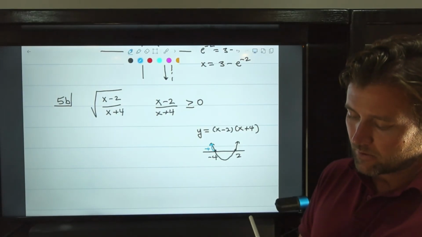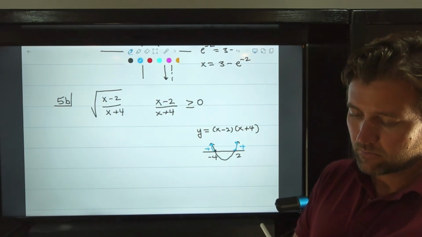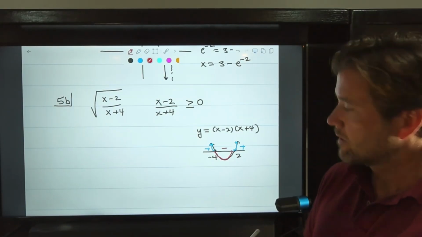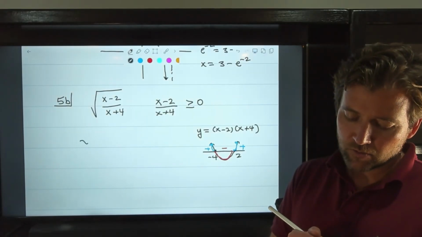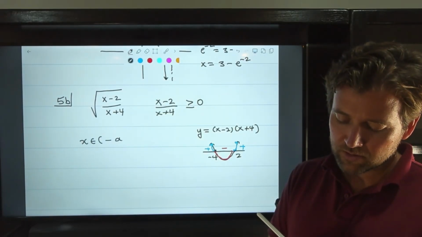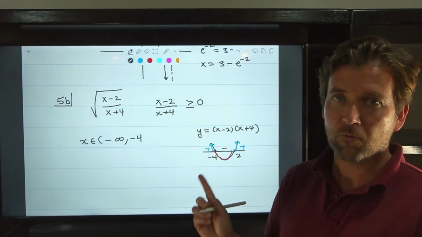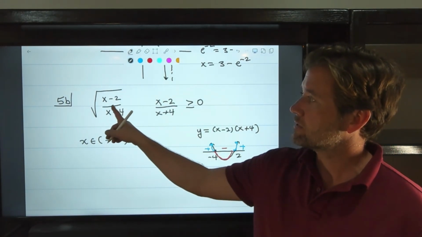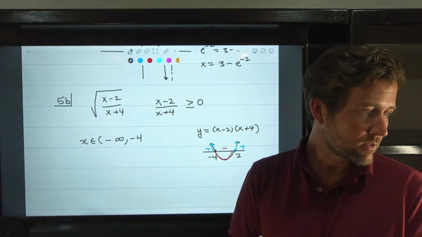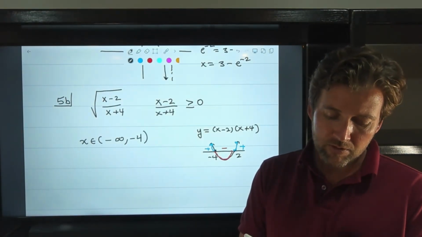And just like the last problem, the leading coefficient is positive, x squared here. So the graph is above the x-axis from -infinity to -4, union 2 to infinity. Now, as I write my solution, I'm going to decide, should I put a bracket on -4? And the answer is no. If I plug in -4 for x, I get -6 divided by 0, which is undefined. So this needs to be a parenthesis here.